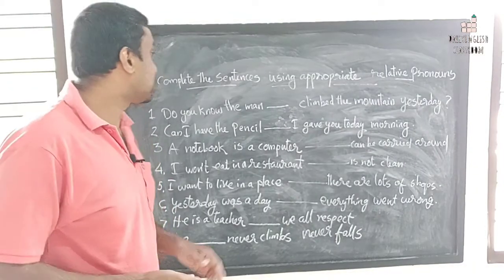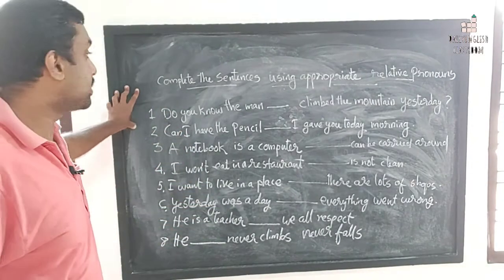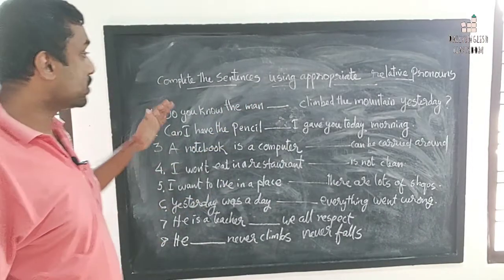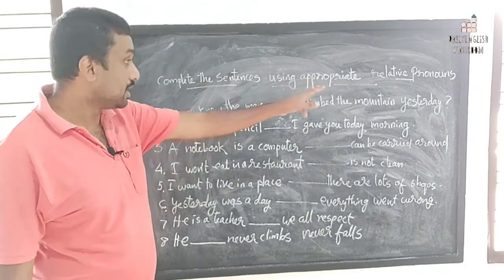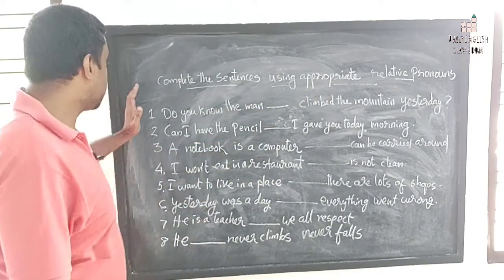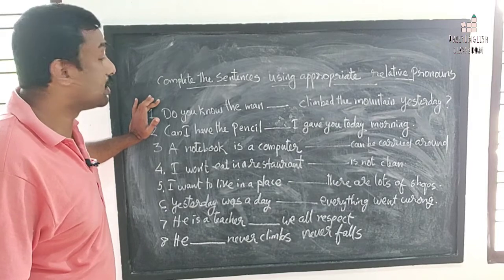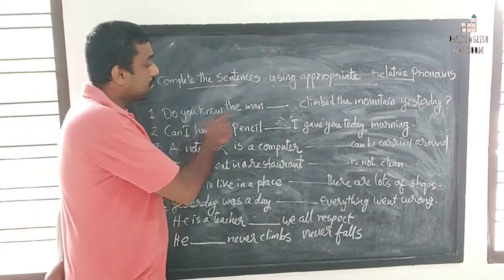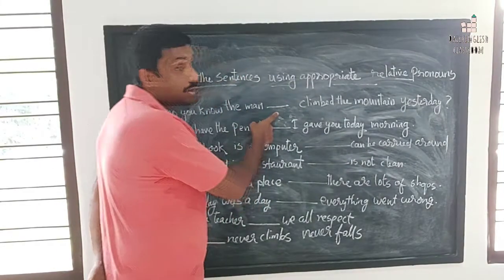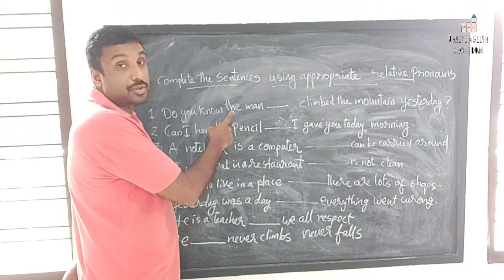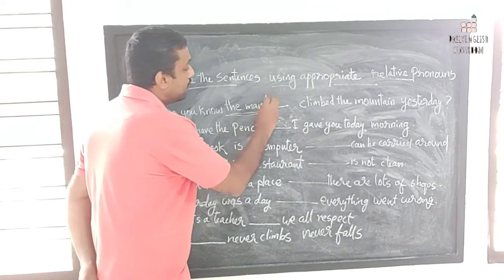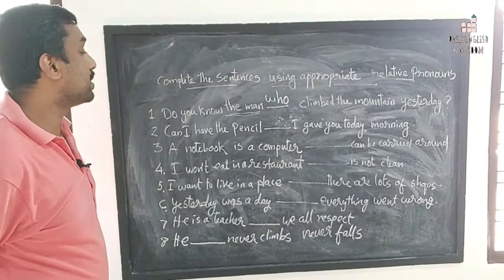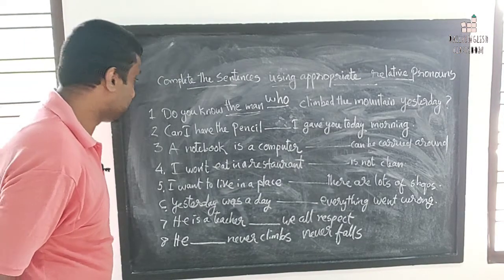Okay, so let's do some activities here. Complete the sentences using appropriate relative pronouns. So here are some sentences and you have to use the correct relative pronouns. Let's do the first one. Do you know the man dash climbed the mountain yesterday? Here you have to use a relative pronoun. This is referring to a man, a person. So there you have to use the relative pronoun who. Do you know the man who climbed the mountain yesterday?